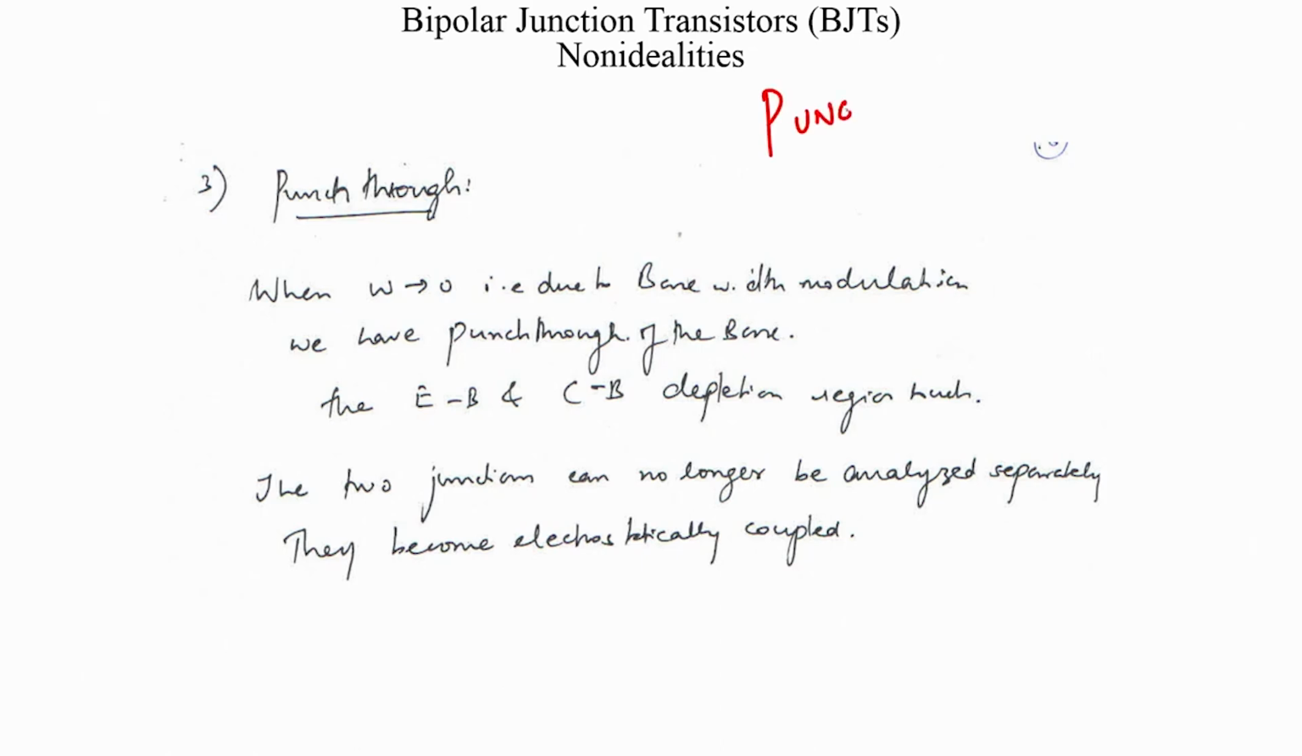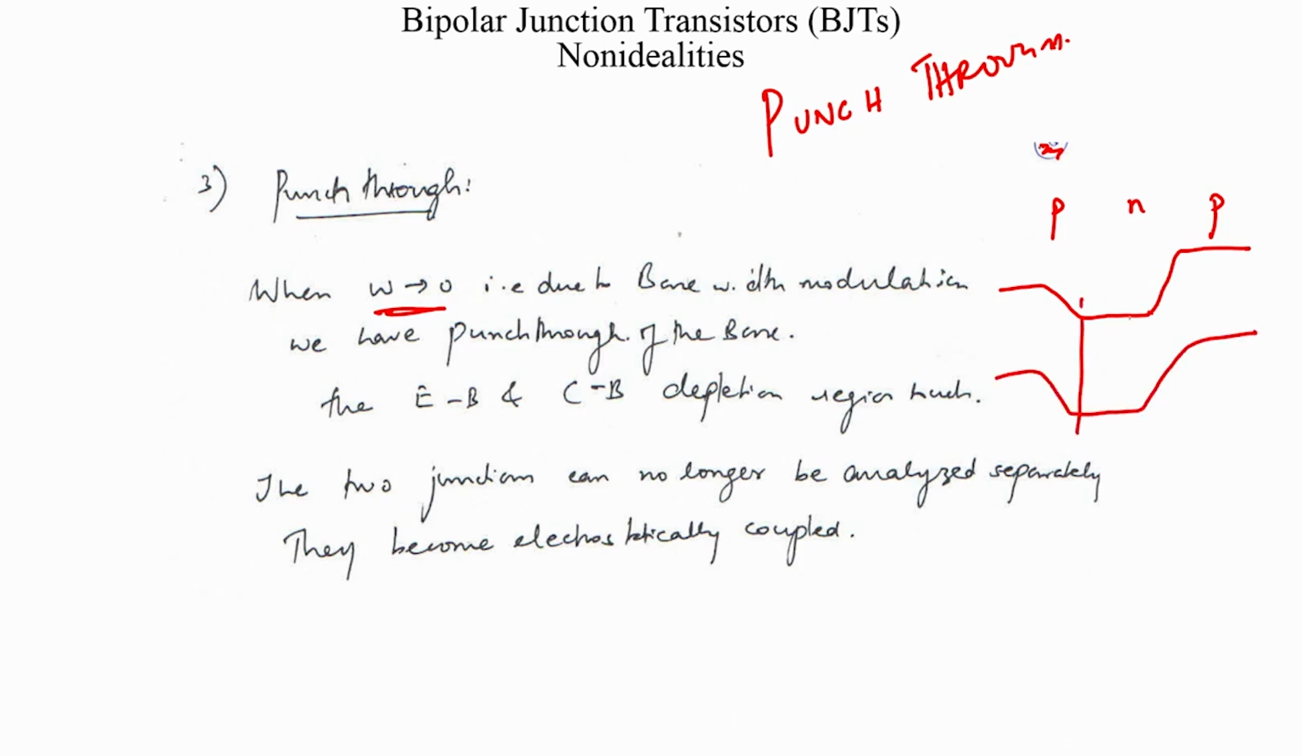Forgive me for the poor handwriting, but this is something called punch through, and it discusses the phenomenon when the width of the base starts tending to 0. Let us say ideally you have a PNP BJT that looks like that. So, that is the base width, the width of the base.